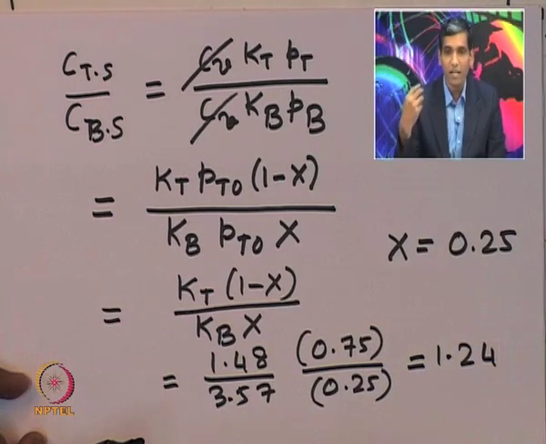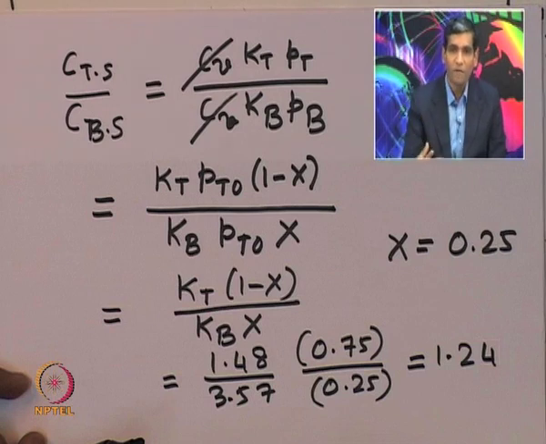So, if one needs a 25% conversion, or x to be 0.25, then the number of sites on which toluene is adsorbed has to be about 25% greater than the number of sites on which benzene is adsorbed. Okay.